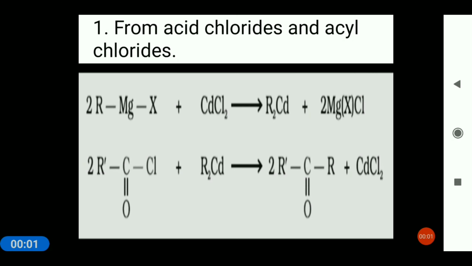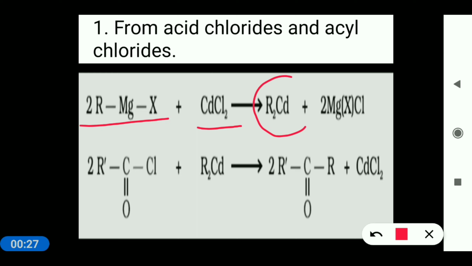So let's see. The first reaction is from acid chlorides and acyl chlorides. In this, ketones can be easily prepared by the action of a suitable dialkyl cadmium on an acid chloride, and this dialkyl cadmium will be prepared by the reaction of cadmium chloride with the Grignard reagent. There is a formation of dialkyl cadmium. This dialkyl cadmium then reacts with the acyl chloride or acid chloride. So what will happen? Removal of CdCl2, 2 chlorine from the two molecules, and cadmium.